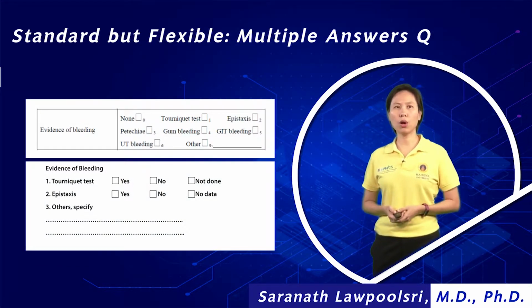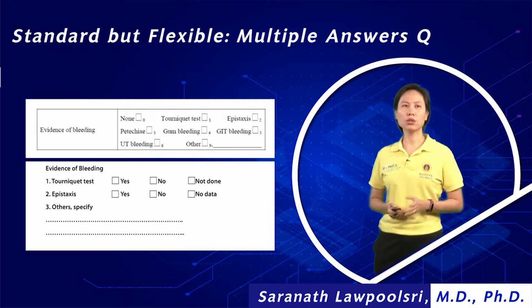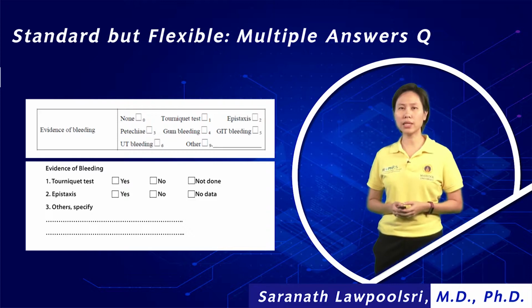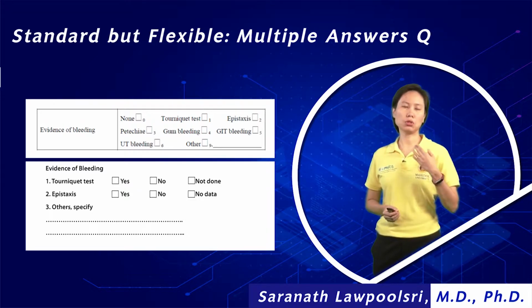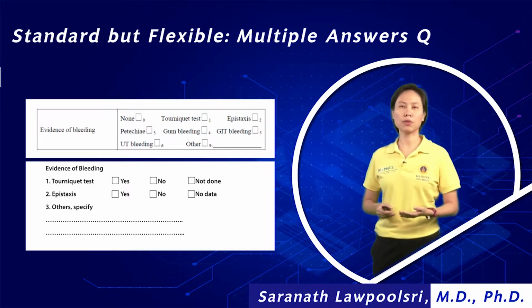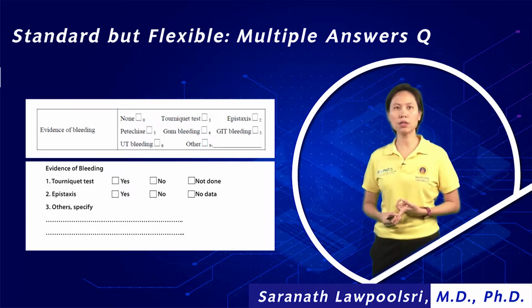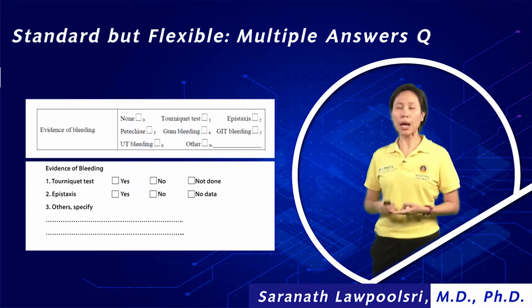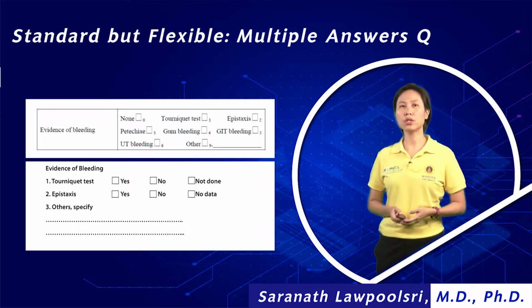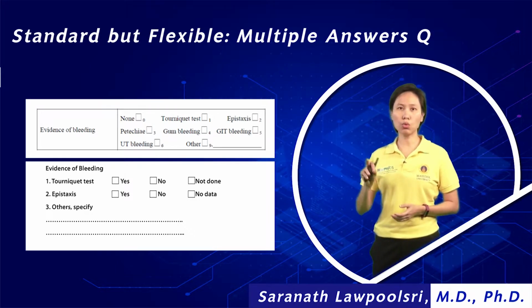This is an example of multiple answer questions. You can have a question like this in the CRF, evidence of bleeding. Some patients don't have evidence of bleeding. Some patients might have multiple sites of bleeding, for example, tourniquet test positive, gum bleeding. So they can put a multiple answers question. But what about those who leave the box blank?